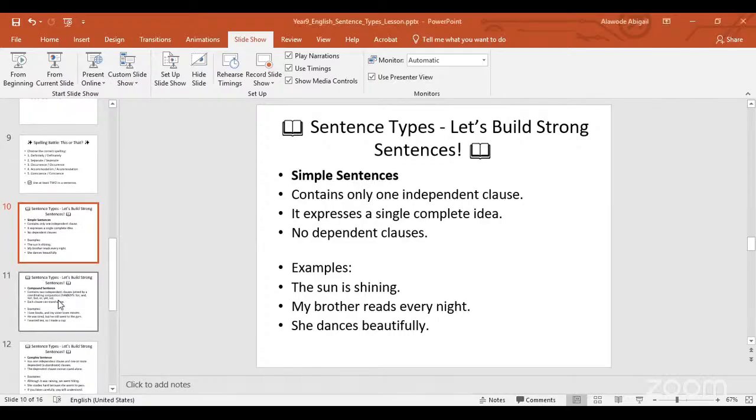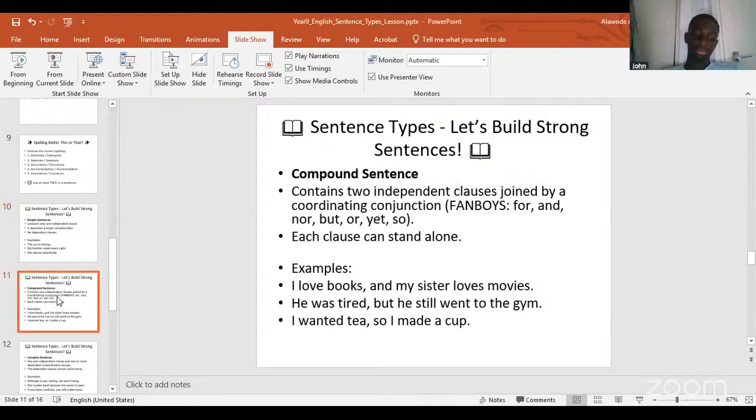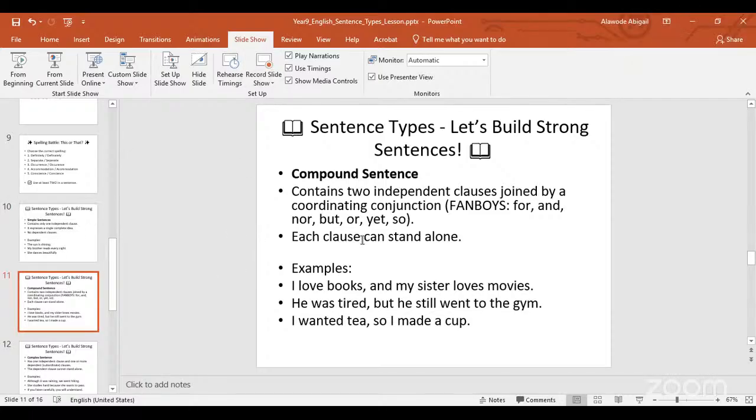It's a simple sentence. Are you writing down, John? Yes. Okay, because I see you looking down, I'm wondering, so that it's not like you're playing a game.